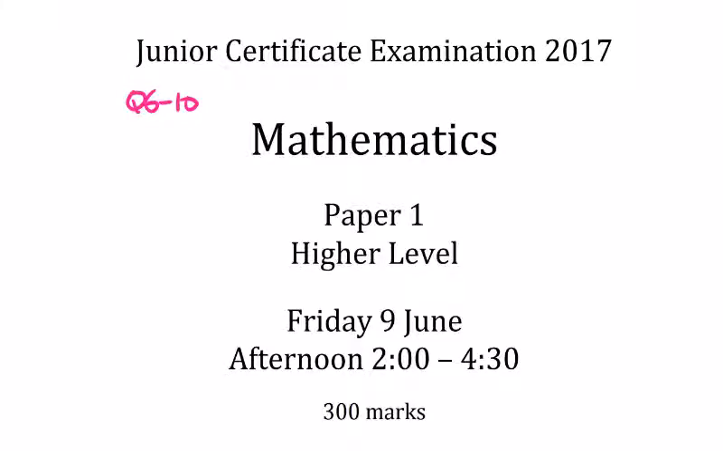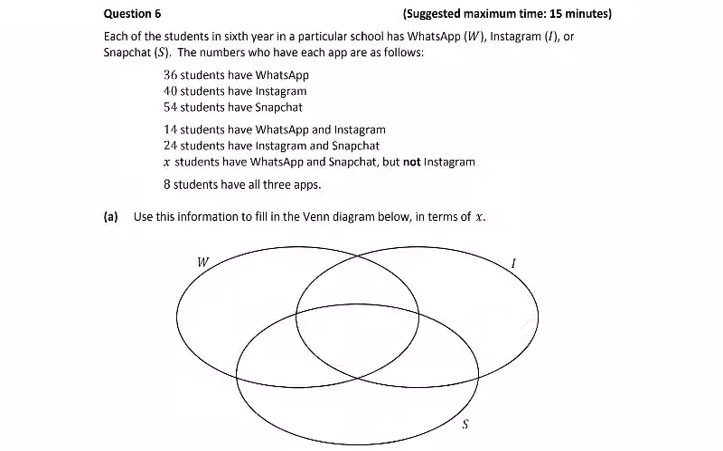In this video for 2017 paper 1, we'll try and get questions 6 to 10, starting with sets. So you can see here you have 15 minutes. You're told there's 80 students in the class in part B, and work out the value of x. So it's one of these x unknown questions.